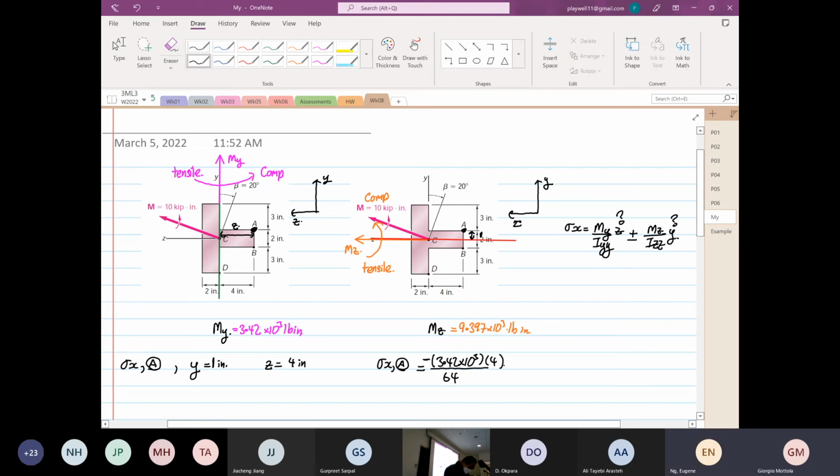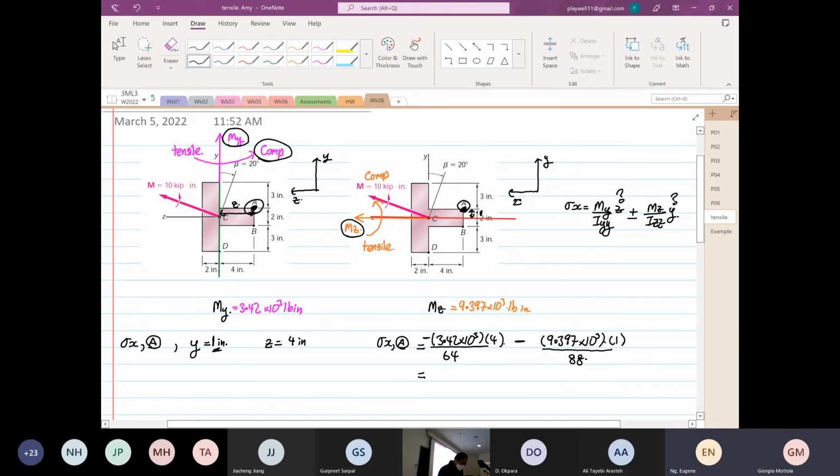Because if you look at my diagram, A is going to induce a compression. Then you look at Mz. So Mz is equal to what? 9.397, the y is 1, and divide by Izz. Izz, I think, is 88. If you look at Mz, how is it going to affect point A? Compression. So both are negative.